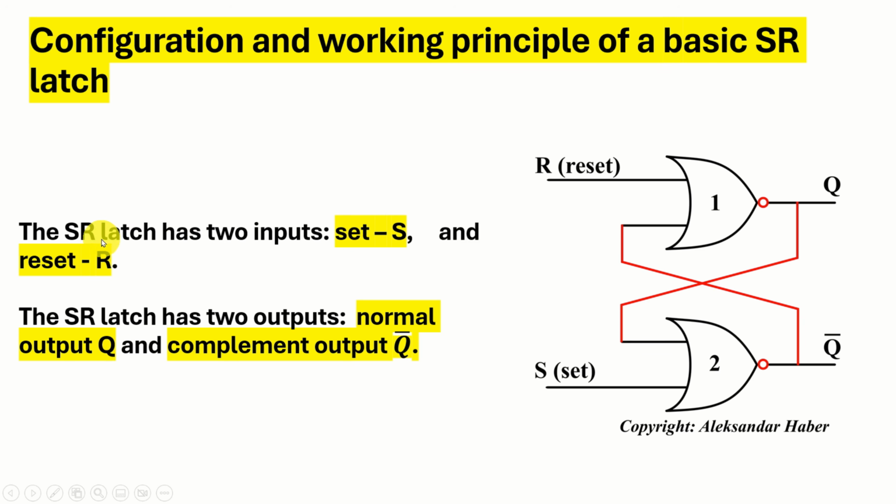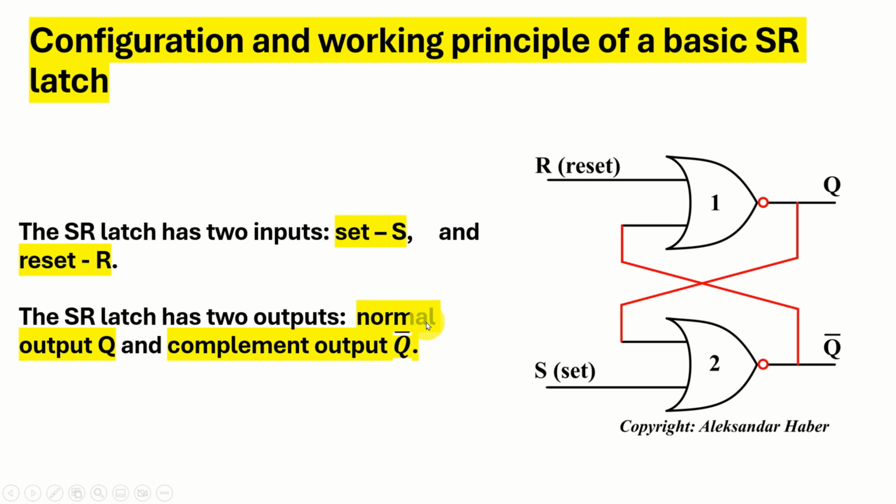The SR latch has two inputs. One input is the set input, and it's denoted by the capital letter S. You can see it over here. And another input is the reset input, which is denoted by the capital letter R, and it can be seen over here. On the other hand, the SR latch has two outputs.